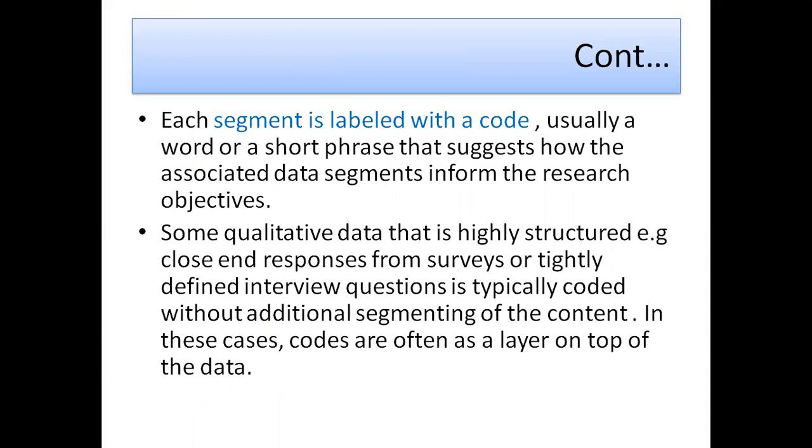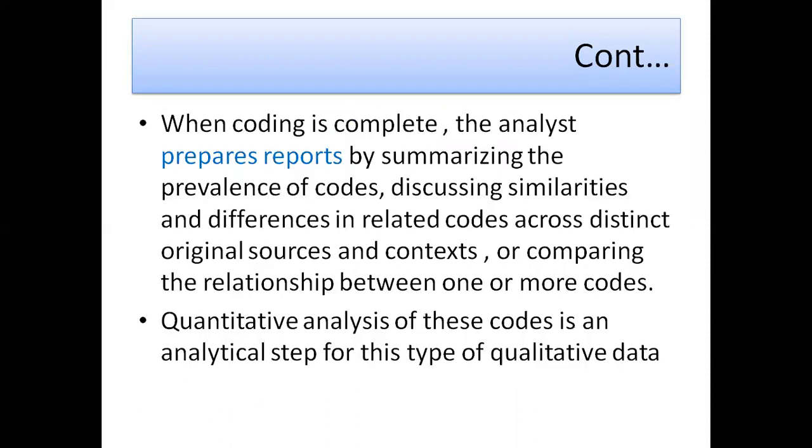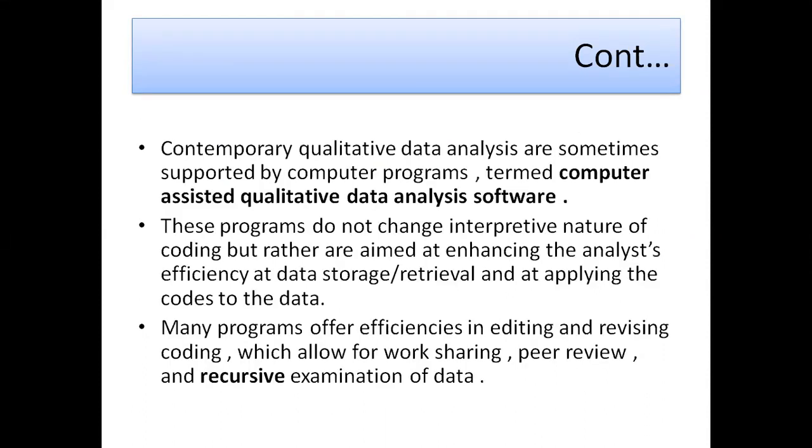Some qualitative data that is highly structured, for example, closed and responsive form surveys or tightly defined interview questions, is typically coded without additional segmenting of the content. In these cases, codes are often applied as a layer on top of the data. When coding is complete, the analyst prepares reports by summarizing the prevalence of codes, discussing similarities and differences in related codes across distinct original sources and contexts, or comparing the relationship between one or more codes. Quantitative analysis of these codes is an analytical step for this type of qualitative data.